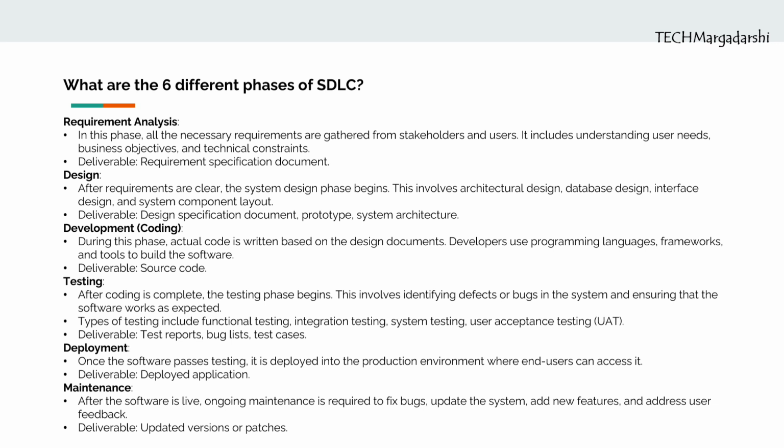Deployment: once testing is successful, the software is released into the production environment for end users. Deliverable: deployed application. Maintenance: after deployment, ongoing maintenance ensures the system runs smoothly. This includes bug fixing, performance improvements, new feature additions, and security updates. Deliverable: updated versions or patches. In summary, SDLC provides a step-by-step framework that ensures software development is efficient, structured, and aligned with business goals.